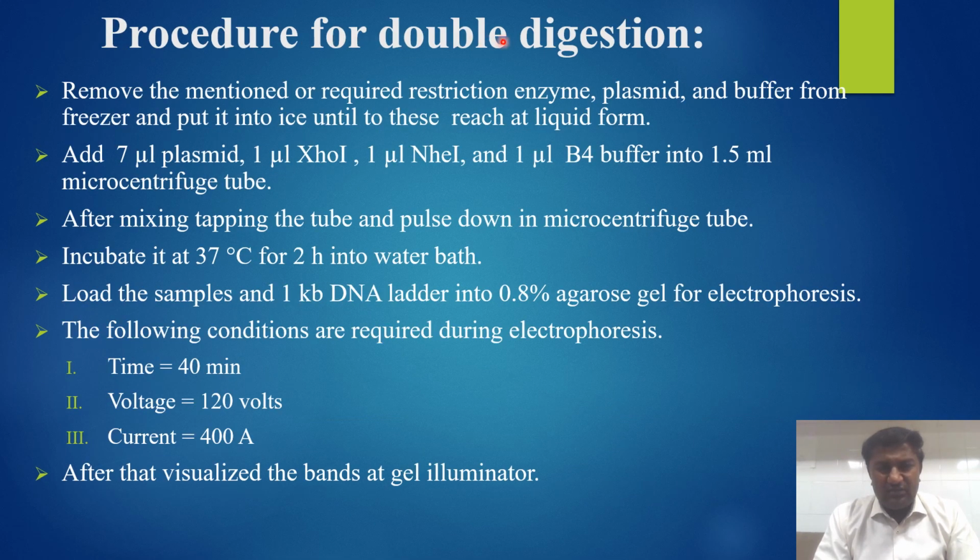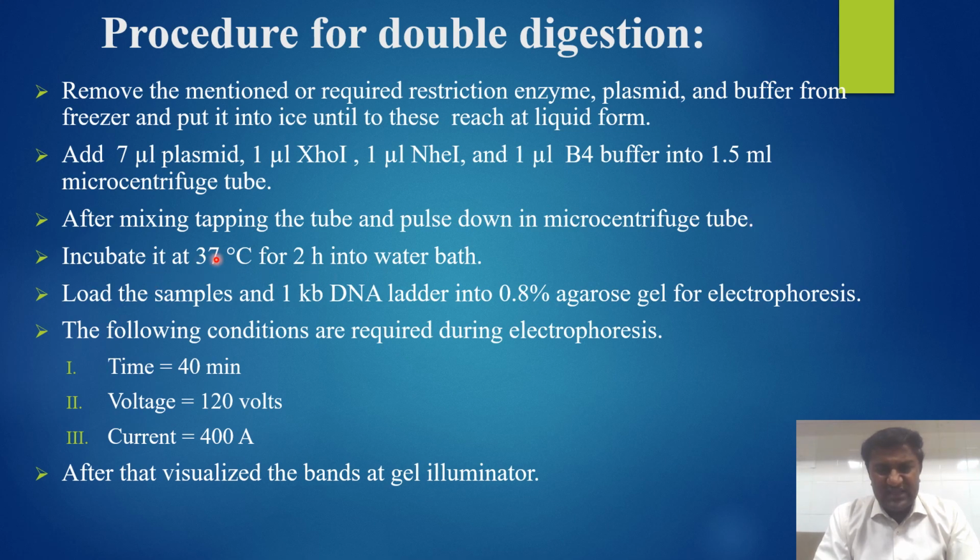Procedure for double digestion: remove the required restriction enzymes, plasmid, and buffer from the freezer and put them into ice until these reach liquid form. Add 7 microliter plasmid, 1 microliter XhoI, 1 microliter NdeI, and 1 microliter B4 buffer into a 1.5 ml microcentrifuge tube. After mixing, tap the tube and pulse down in the microcentrifuge.